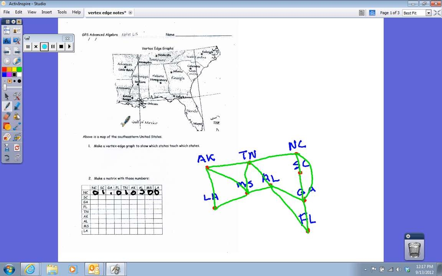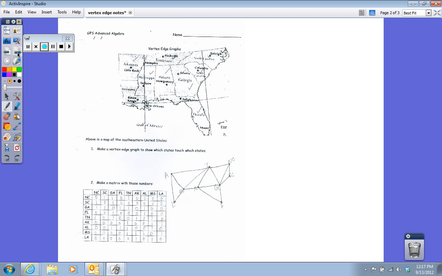And so we continue to fill that out, and what you'll have when you fill it all out is this. And of course you could pause this, and it's not that clear, but you can see where all the zeros are, and there's the ones. Just follow your vertex graph and fill in the 0s and the 1s.